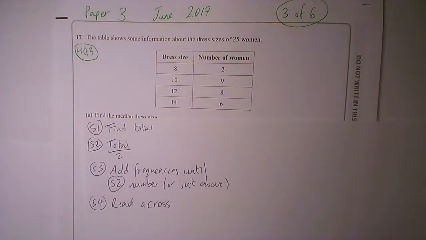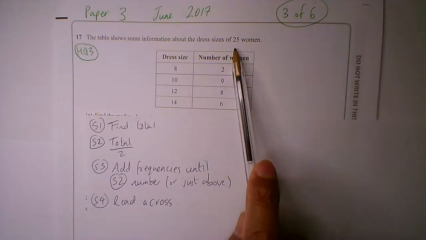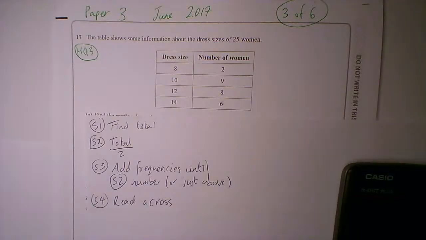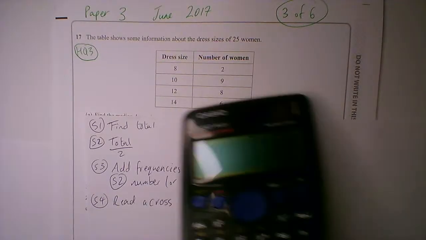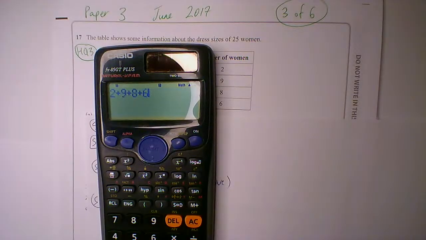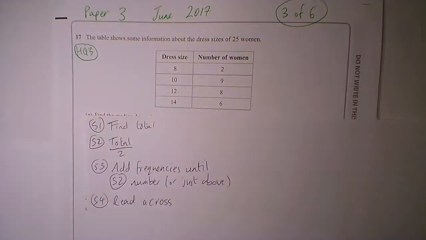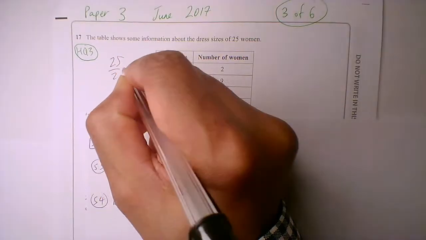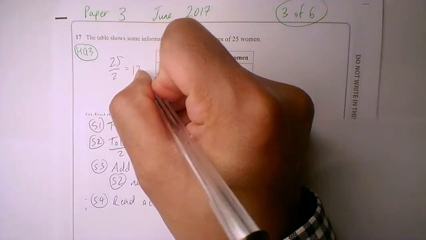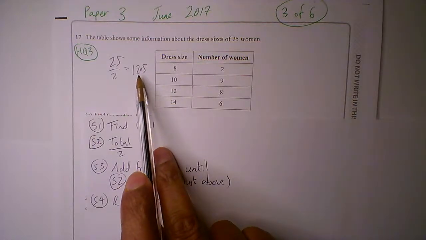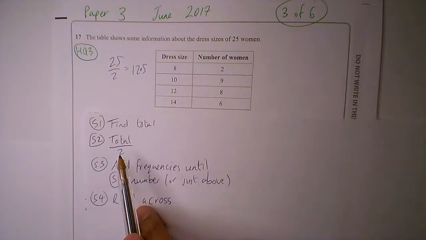So step 1 is to find the total. Our total is 25 women. And if you add these together, they will also be equal to 25. Let's just double check that. And you can see it equals 25. So we do step 2, 25 divided by 2, which is 12.5. So I'm looking for my 13th value, or in between my 12th and my 13th value.